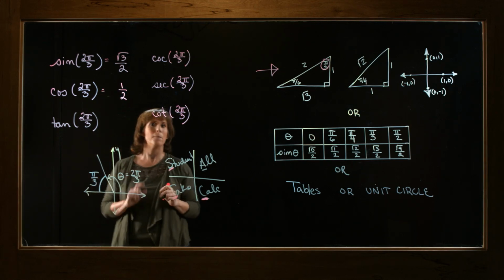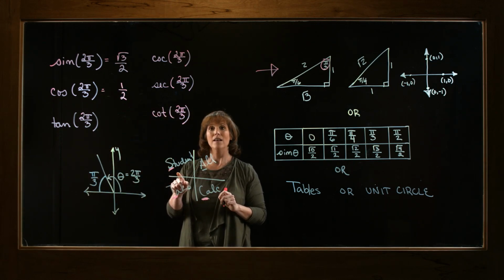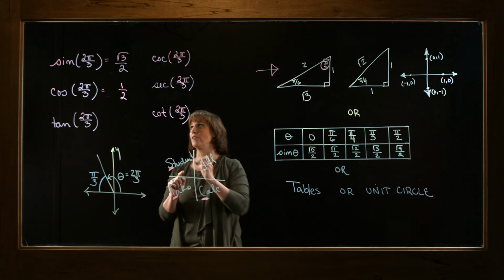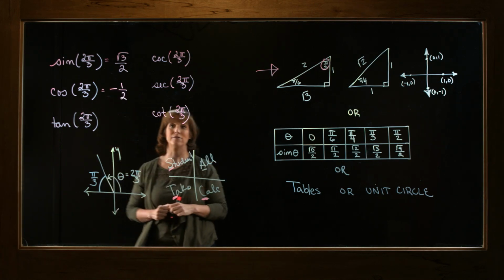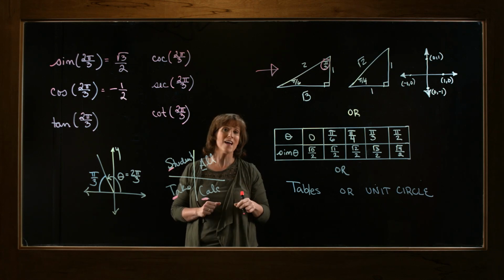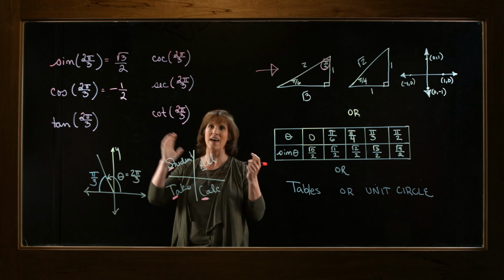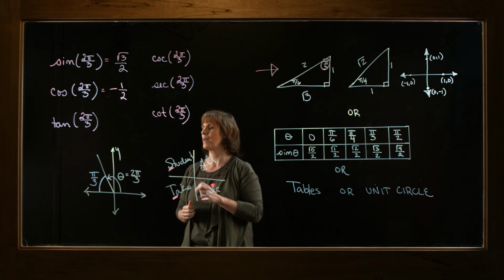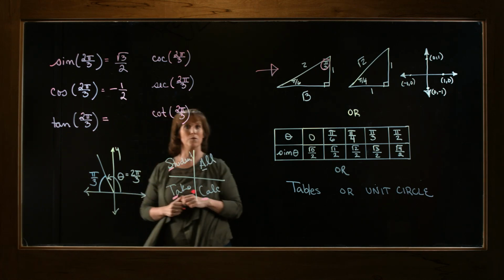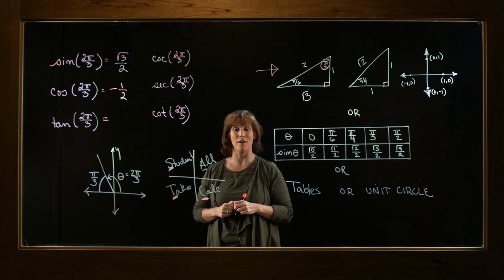1/2. But I'm in the second quadrant. The cosine's negative in the second quadrant, so it will be a negative 1/2. So the cosine of pi over 3 is a positive 1/2, but the cosine of 2 pi over 3 is negative 1/2. That negative is the only difference. Right? Moving forward, let's do the tangent of 2 pi over 3.